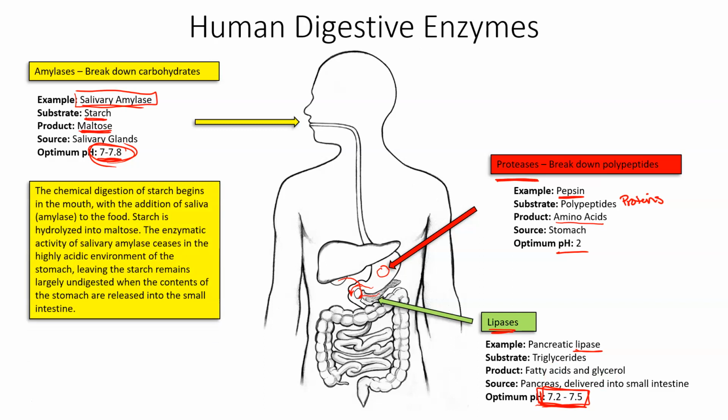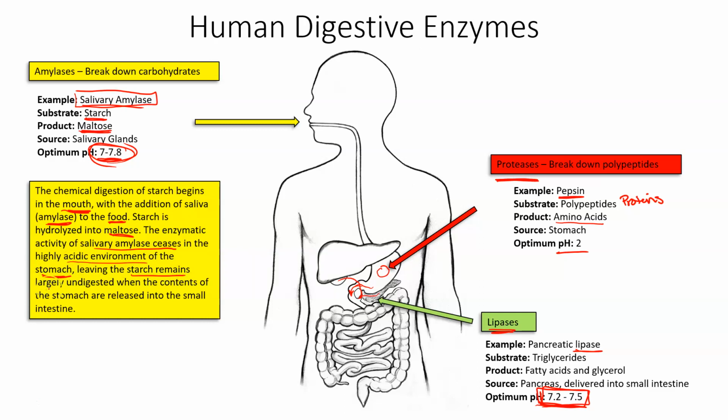Okay. Chemical digestion of starch begins in the mouth through the saliva, right? That's the salivary amylase. With the addition of saliva and the amylase contained within the saliva to the food, starch is hydrolyzed, or is beginning to be hydrolyzed into maltose. The enzymatic activity of salivary amylase ceases in the highly acidic environment of the stomach. Okay, we talked about that.